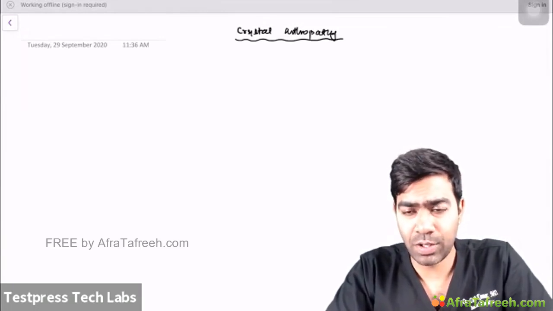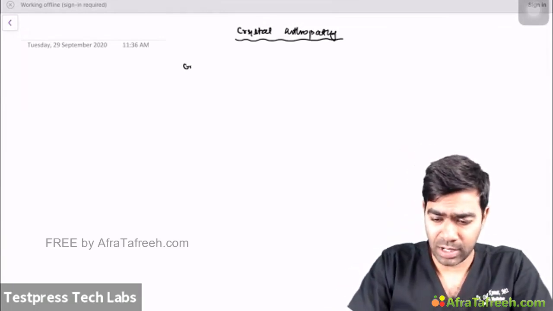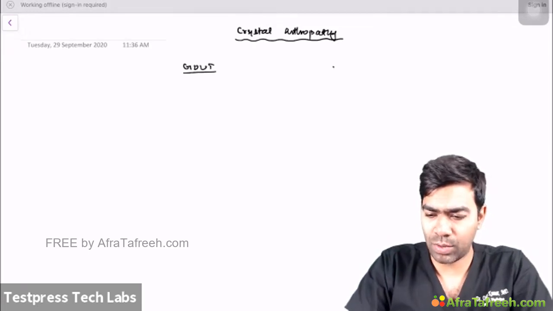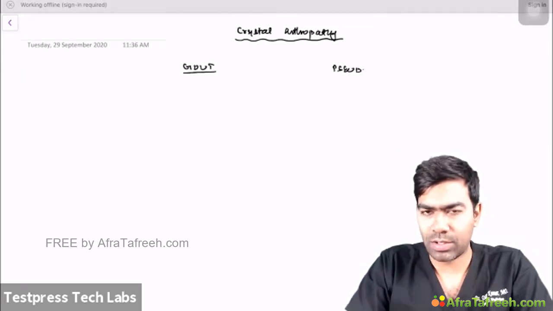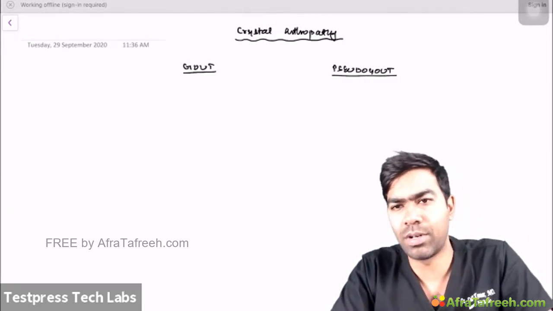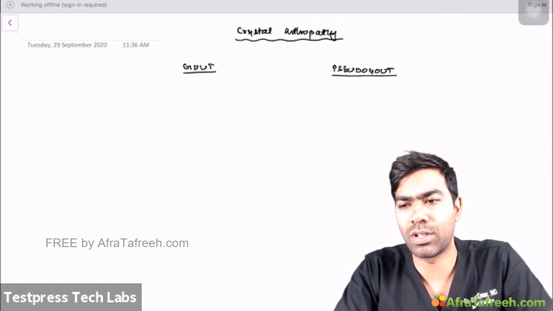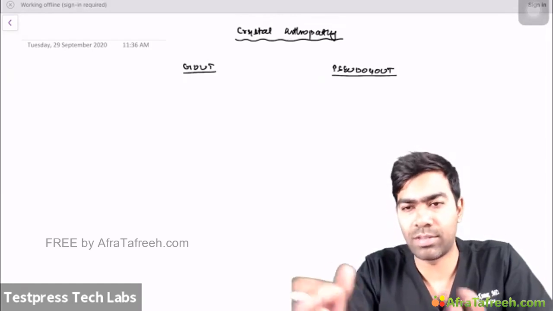So crystal arthropathy, we know there are two. One is the gout, and the second one is the pseudo gout. And there is a beautiful table from an NEJM 2012 article. So that's what I'm going to tell now.